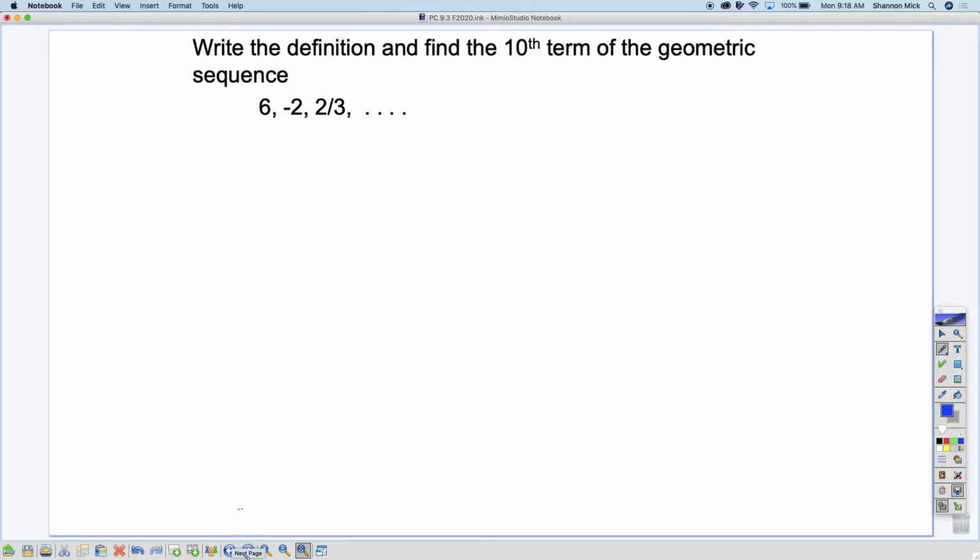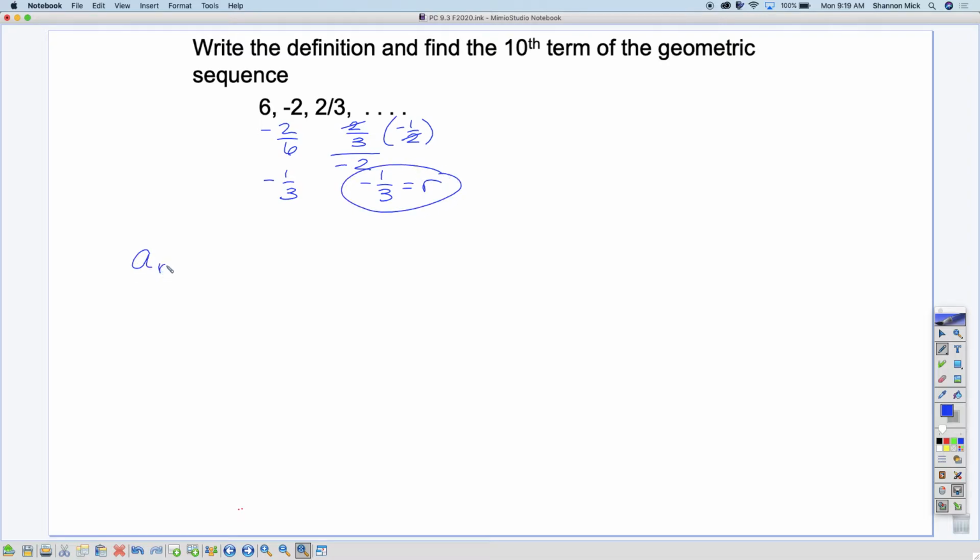Divide them, right? So I'm going to have negative 2 over 6. And then I'm going to have 2/3 divided by negative 2. Ooh. So what do I do when I'm dividing a fraction? I multiply by the reciprocal. So this would be negative 1 over 2. And this reduces to negative 1/3, yes? And these 2's would reduce, so it also reduces to negative 1/3. So what's my r? Negative 1/3. Okay. So this is my r.